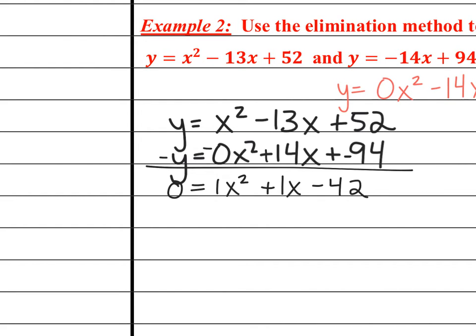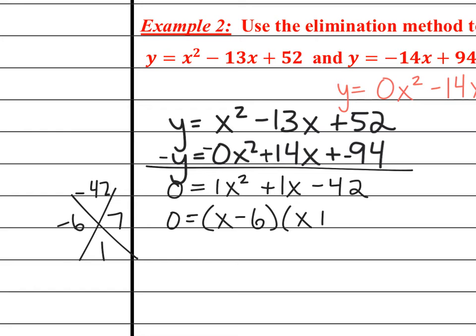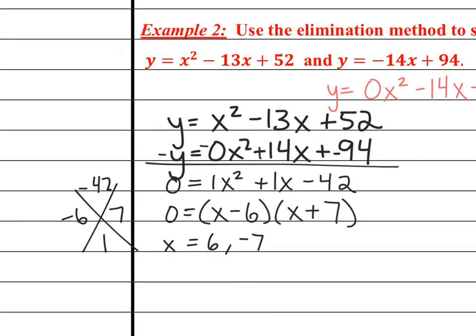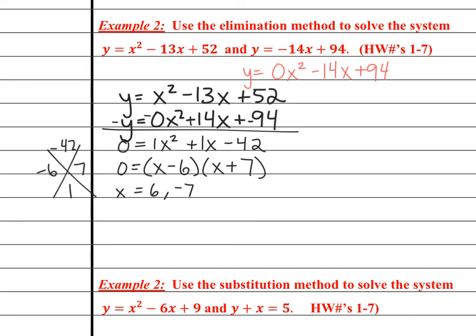Our a value is 1, so we can factor this. We're trying to solve for x. My two numbers would be -6 and 7. So if we solve this, we get x is equal to 6 and -7. But this is a system, so we need to get our y values as well. So plug back in. I'm going to plug back into the linear equation.